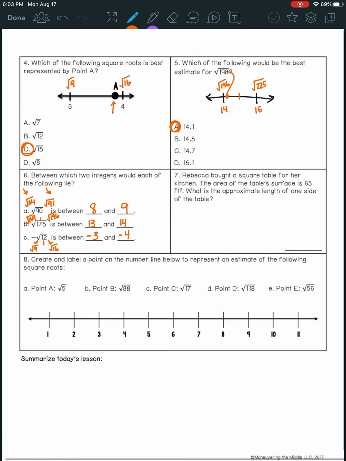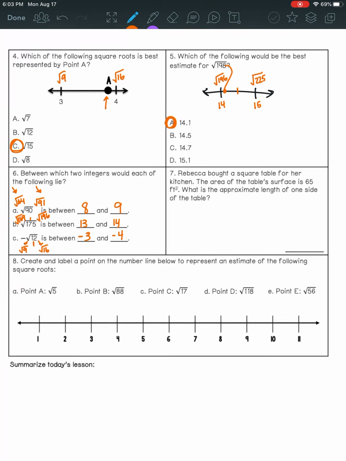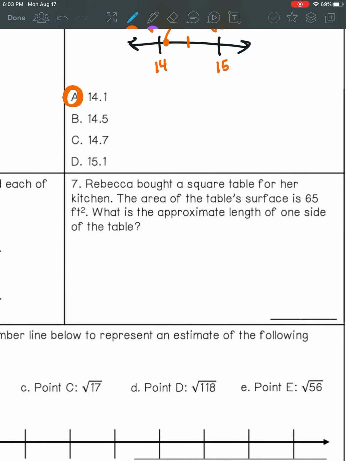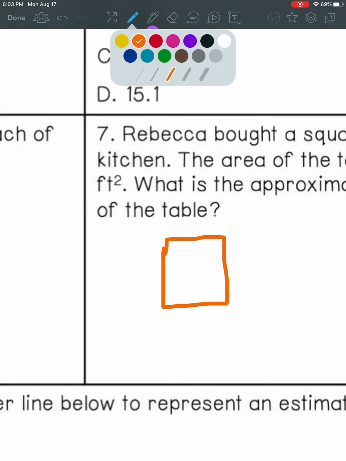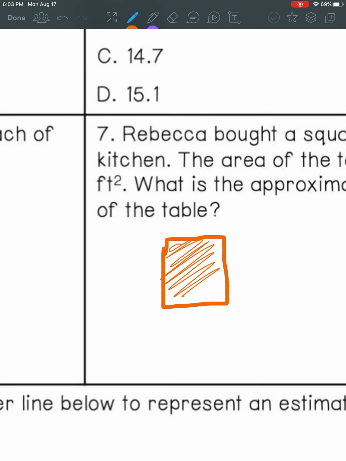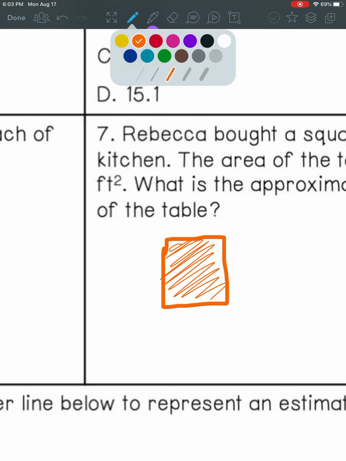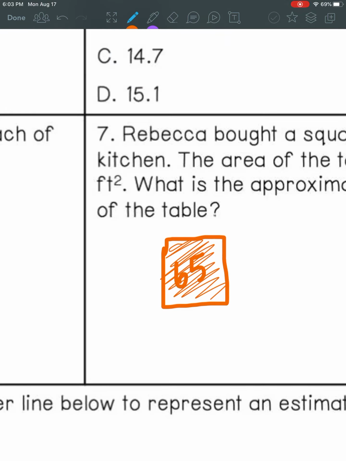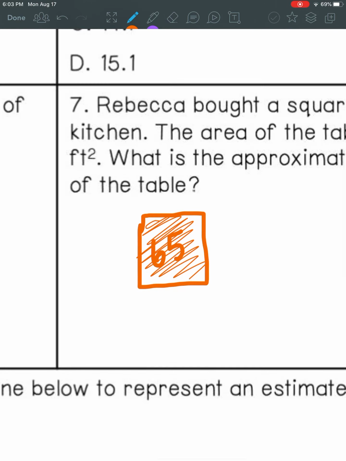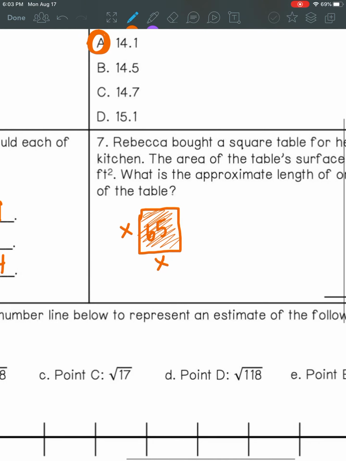All right. Next example, Rebecca bought a square table for her kitchen. The area of the table surface is 65 feet squared. So we've got a square. Remember we talked about area is everything inside of here. So if we know the area of that table is 65 square feet, we know it has to be something times itself because it's a square. They have the same side measurements. So what times what gives us 65?